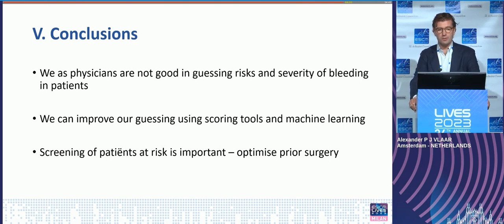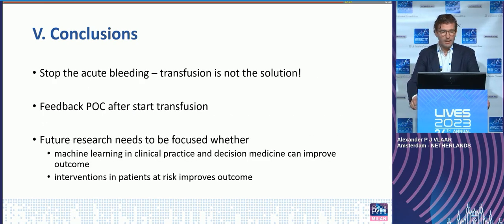Conclusion: we as physicians are not good in guessing risk and severity of bleeding in patients. We can improve our guessing using scoring tools and machine learning. Screening of patients at risk is important to optimize them prior to surgery. Stop the acute bleeding. Transfusion is not a solution, it's just buying your time. Feedback, point of care after transfusion, very important. And future research needs to be focused where machine learning and clinical practice and decision medicine can improve outcome, and interventions in patients at risk. If we identify them, how can we improve them? Thank you very much.